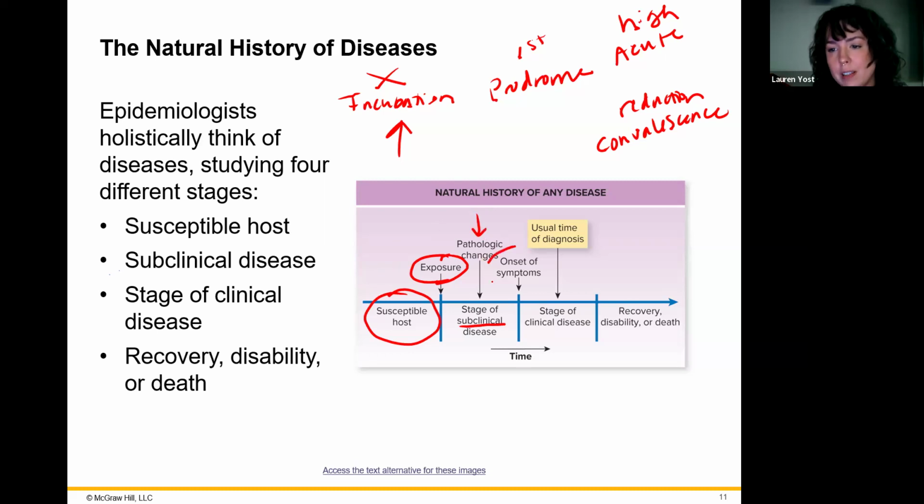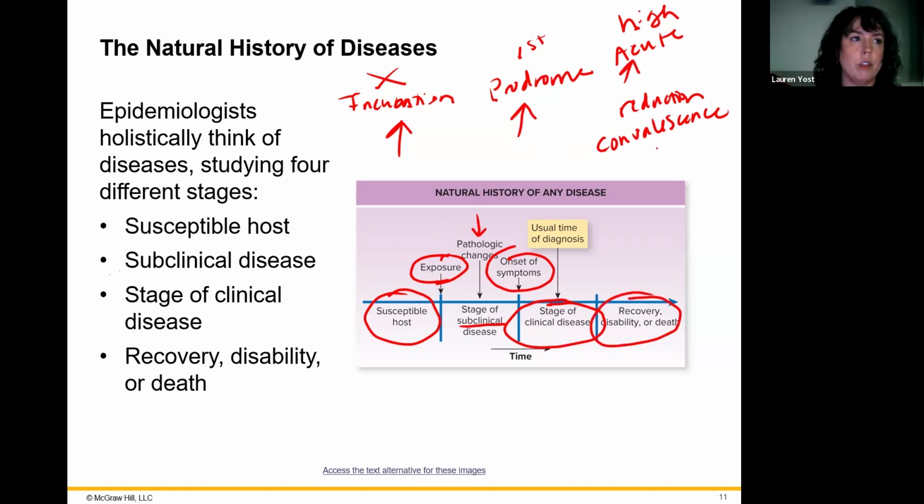So once we have the onset of these symptoms, that's going to be the prodrome, the first symptoms that we're seeing. Then we have clinical disease, which is usually where people are going to be going to the doctor. This is usually the acute phase. And then we have recovery, disability, or death. Those are your three options. You literally have to be 1, 2, or 3. Okay, those are your choices.